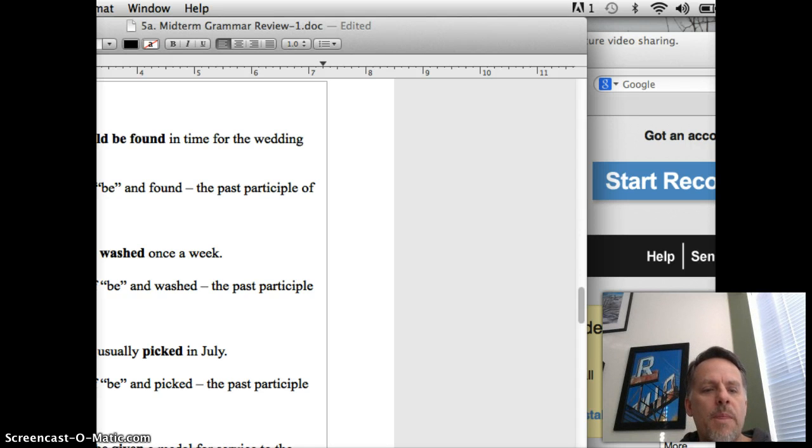And number 4, strawberries are usually picked in July. This is a repeated action because it's every July. So that's why we use the simple present are plus the past participle of pick, which is picked. Strawberries are usually picked in July by whoever picks strawberries. Again, we don't have the agent here because we really are not interested in who picks them so much.